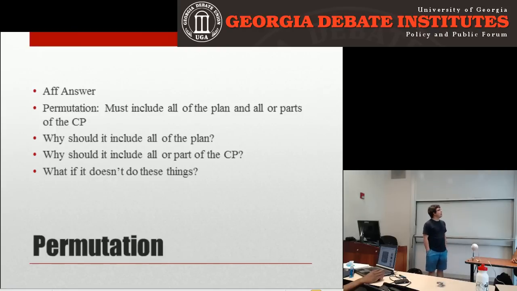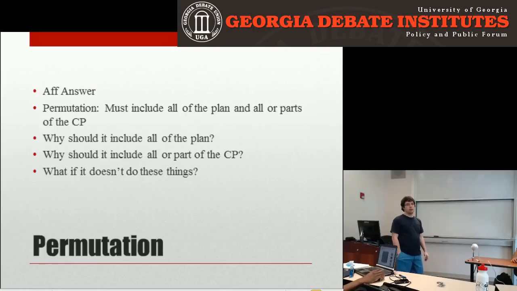Why do you think that a permutation has to include all or parts of the counterplan? What if it doesn't include any part of the counterplan? That's just the 1AC, right? So it's not really a permutation, okay? So you might hear people sometimes say permutation do the plan. People say that, but don't say permutation do the plan, because that's just doing the plan, right? All right, so why should it include all or parts of the counterplan?